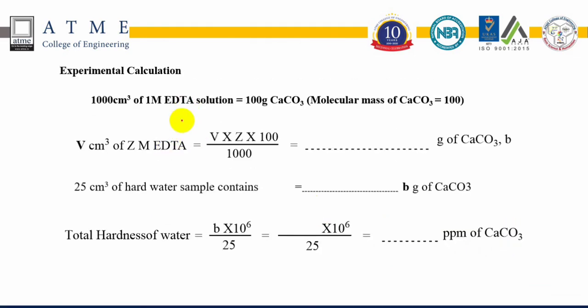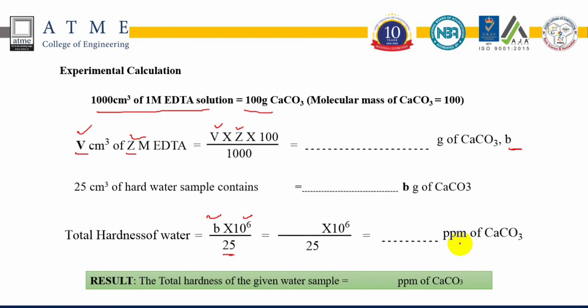So 1000 cm³ of 1 molar EDTA is equivalent to 100 gram of calcium carbonate, where 100 is the molecular mass of calcium carbonate. So what about the V cm³? V is measured by titration of the Z molar prepared EDTA. V into Z, where V is the titrated value and Z is the molarity, into 100 by 1000, gives B gram of calcium carbonate present in the 25 cm³ water. Total hardness of water is converted to ppm, parts per million. B, the weight of calcium carbonate, into 10 power 6 divided by 25 ml gives the ppm of calcium carbonate. You get the total hardness of water.